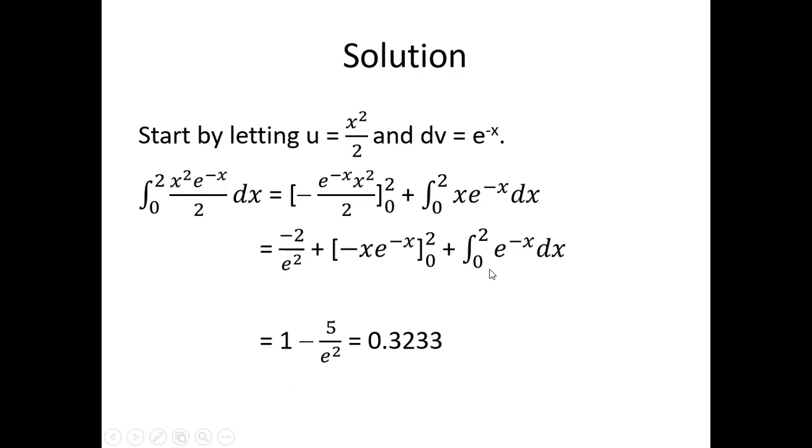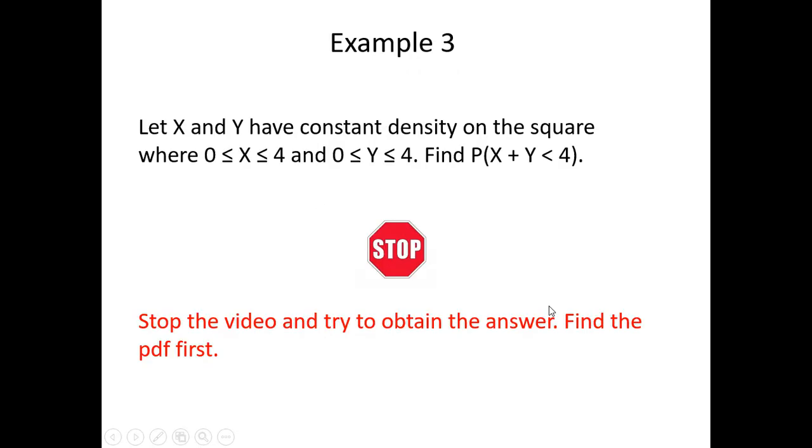So I'll skip a step or two here, but did you get this as a final answer, 1 minus 5 over e squared? Or 0.3233. So hopefully you did, which is excellent. All right, I have another one for you to try.